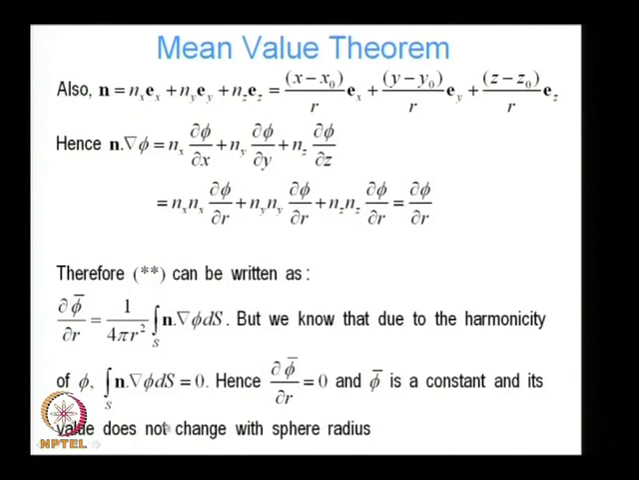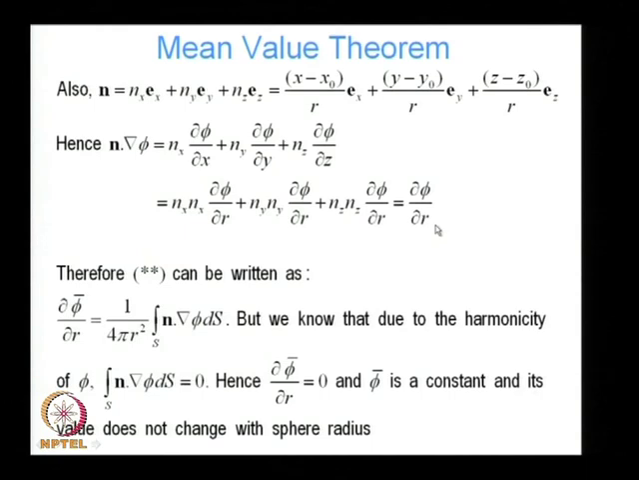So, we have nx del phi del x plus ny del phi del y plus nz del phi del z, which is equal to nx del phi del r plus ny del phi del r plus nz del phi del r. So, we take del phi del r outside and we have nx plus ny plus nz, which gives me 1, and I get del phi del r.